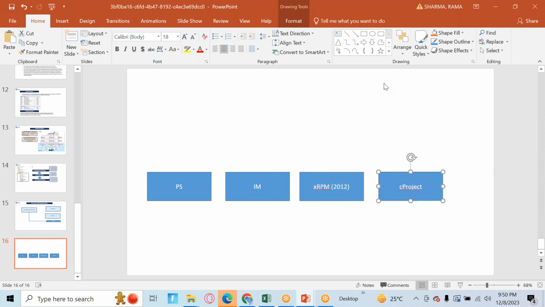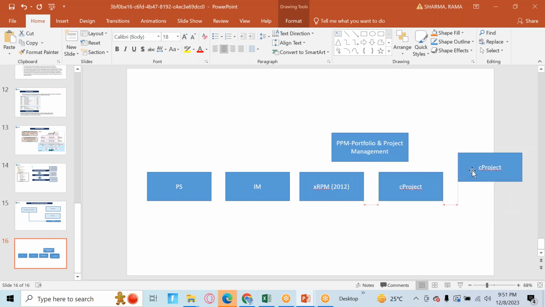What happened later on? Because XRPM and C project were required together in various places, they merged into PPM, and they started to call it portfolio and project management. Then S4HANA came, and parallelly there was one more module called CPM, Commercial Project Management.